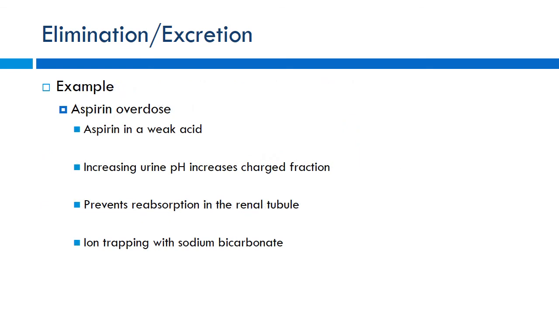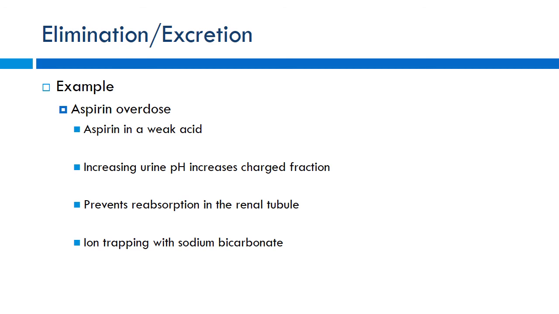So I mentioned aspirin being a good example of utilizing this for clinical benefit. It's a weak acid, and if I can put it into a more basic medium, by increasing the pH, usually by giving sodium bicarbonate in the IV, basically we can prevent reabsorption and allow for faster elimination of the aspirin through the urine.